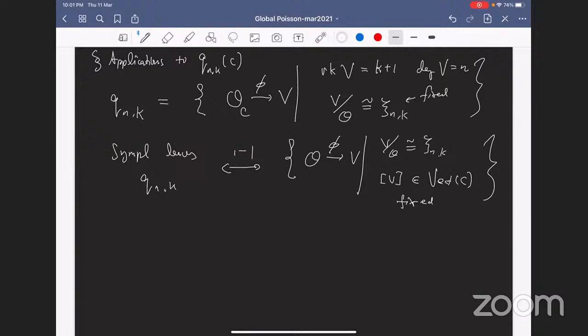Okay, so now let me— Could I ask a very quick question? Yeah. So you mentioned this gerbe at the stack level, and I'm wondering, since it's a symplectic stack, if there's a derived coordinate which is somehow Darboux, canonically conjugate to it.